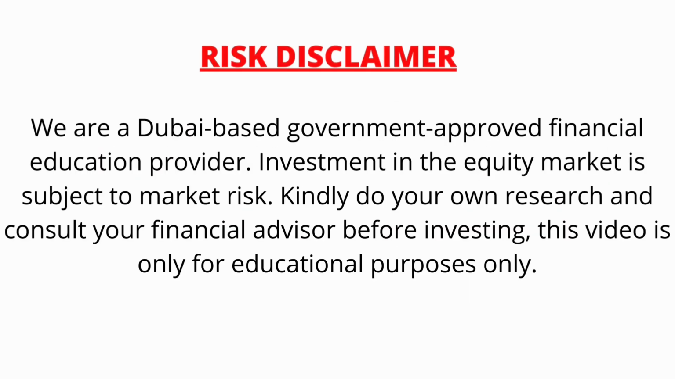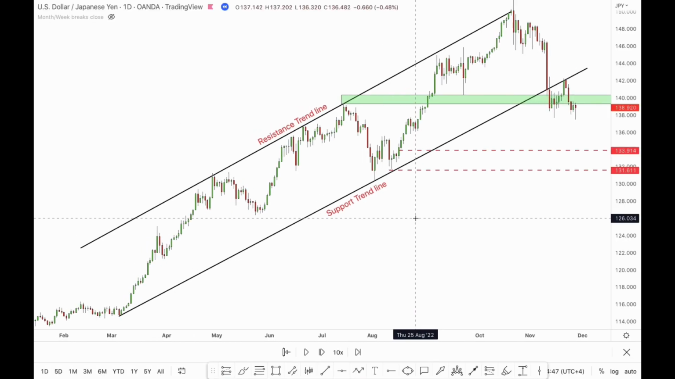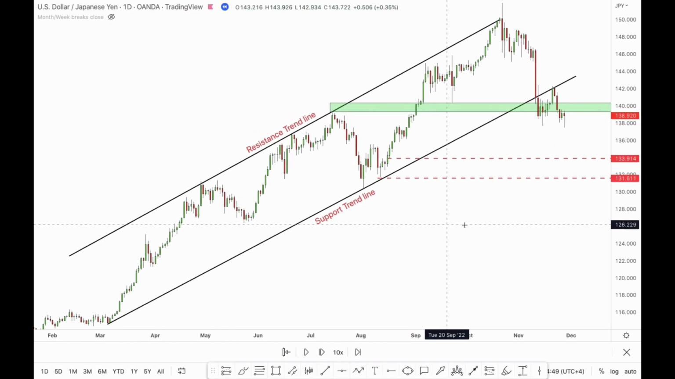and also the thought process behind it. Let's get right into it. So let's start off our analysis on USDJPY.